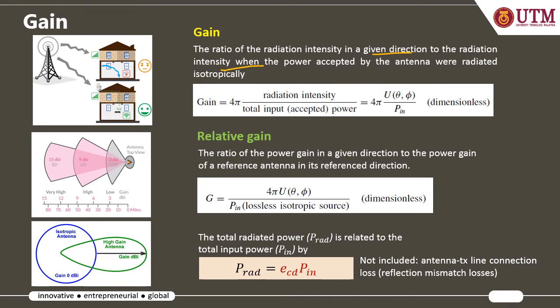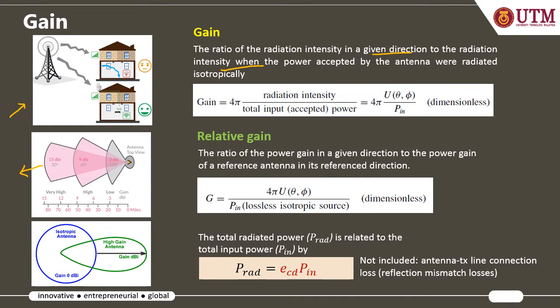Okay, if you refer to this figure, the gain basically indicates how strong the signal will be directed to the intended direction. Meaning that it's related to the directivity of the antenna and also the efficiency of the antenna. Theoretically, the higher the gain, the farther the signal will be traveling in the intended direction.